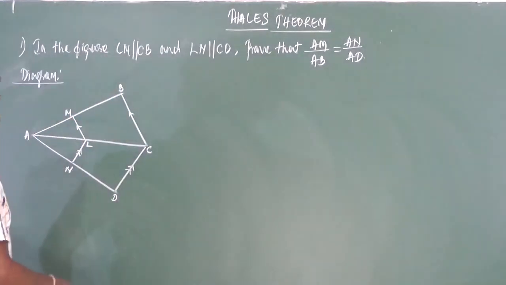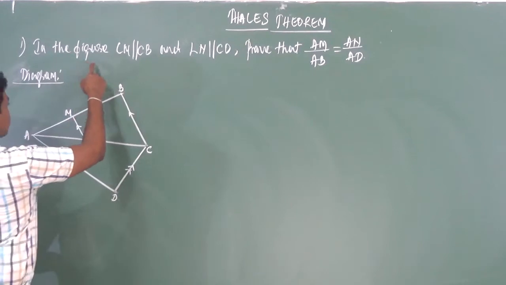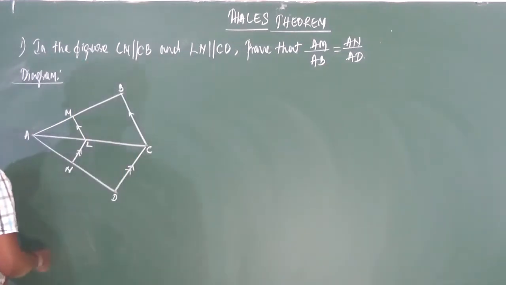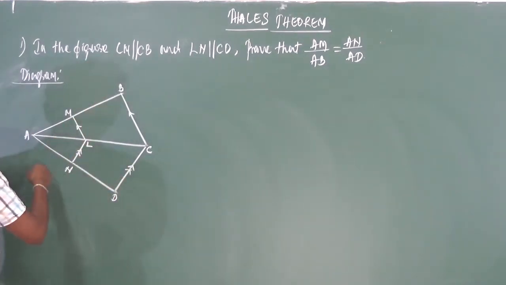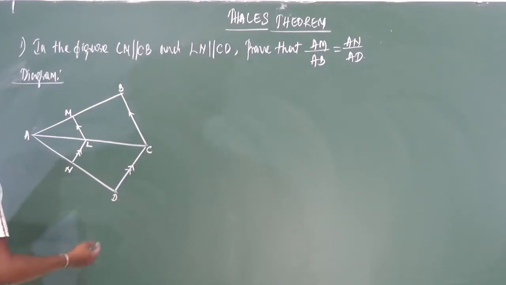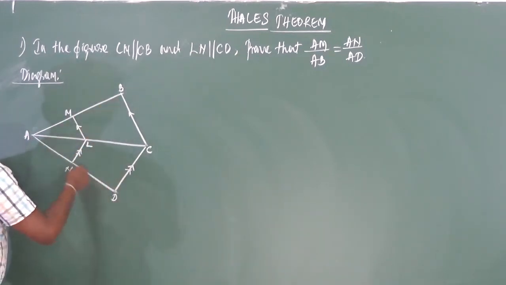That is problem number 1. In the figure, LM is parallel to CB. You can see this is the given figure here. ABCD is a quadrilateral. Maybe it's looking like a kite. Anyway, ABCD is a quadrilateral.